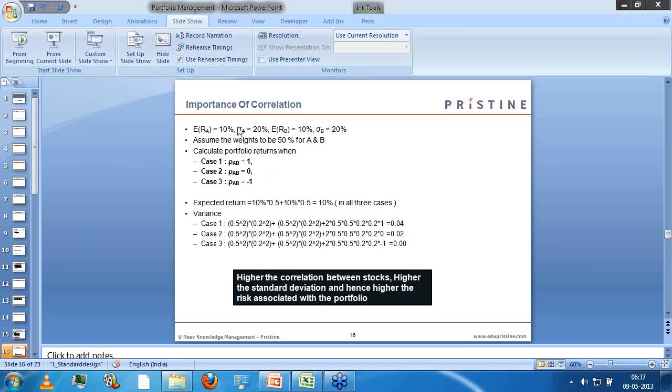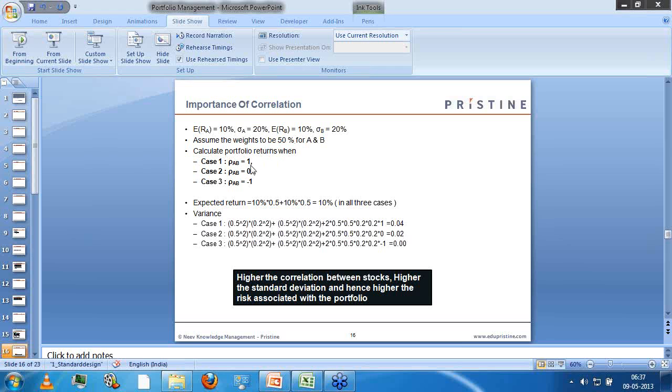So in this case, the expected return of asset A is given as 10%. The standard deviation of asset A is given as 20%. The expected return of asset B is 10%. And the standard deviation is 20%. So we have also been given different cases. The weight of asset A and asset B is 50%.